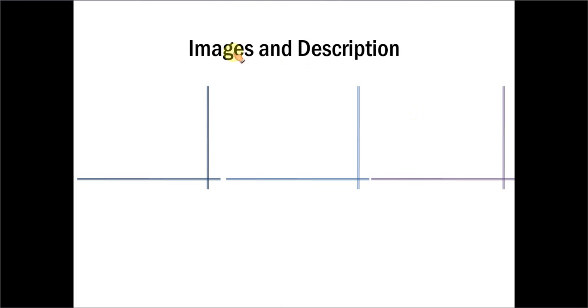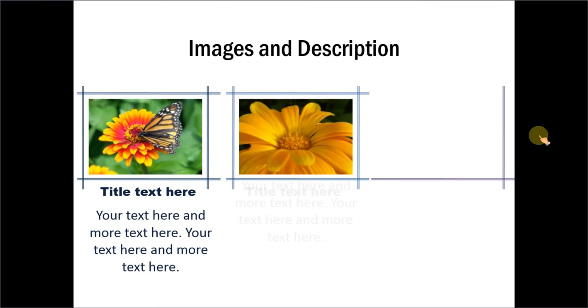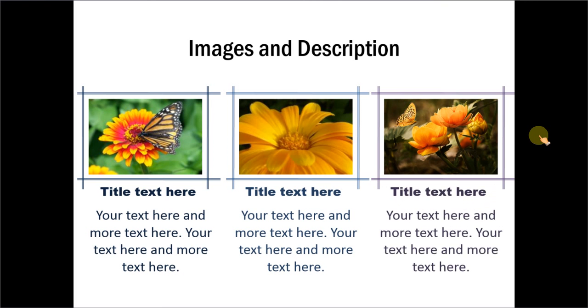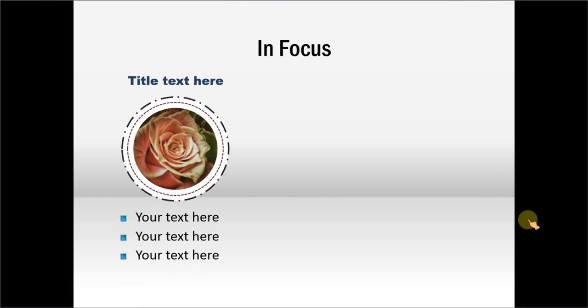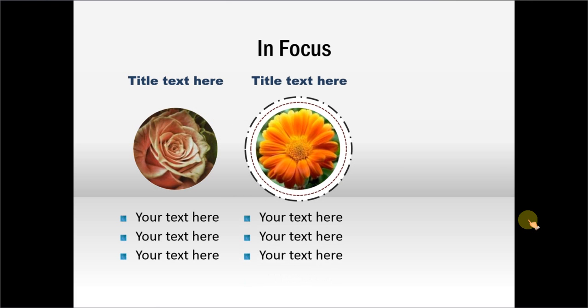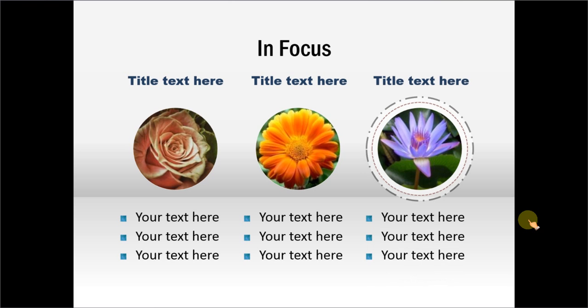Here we are talking about images and description for three photos and the associated text here. First one, second one, and the third one. Let me show you another example where we talk about the picture and associated text, picture and associated text, and picture and associated text.